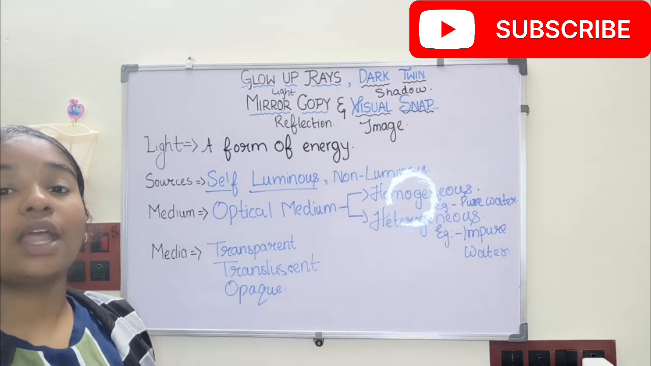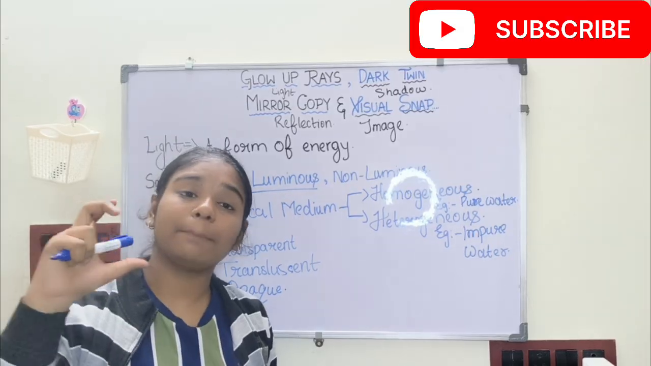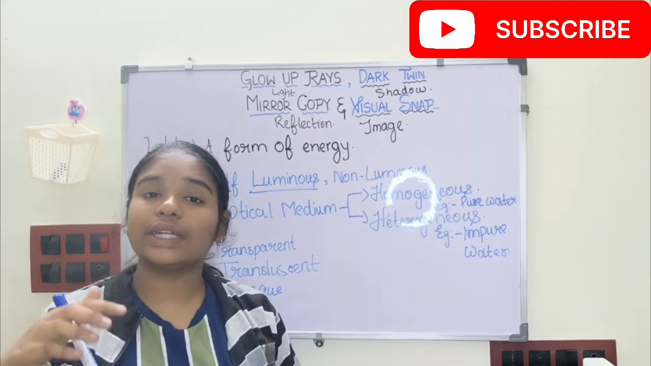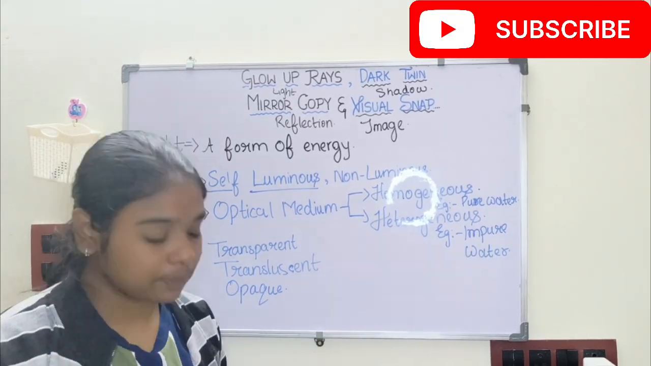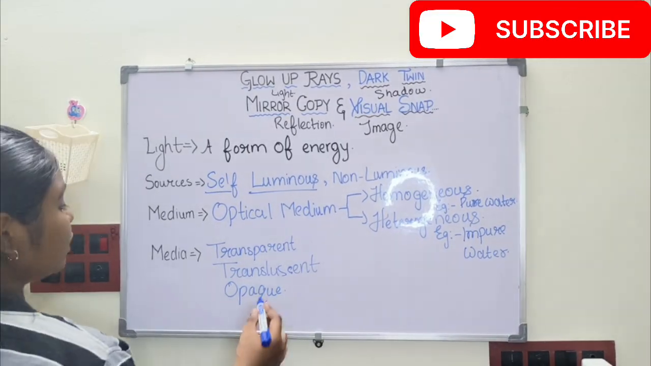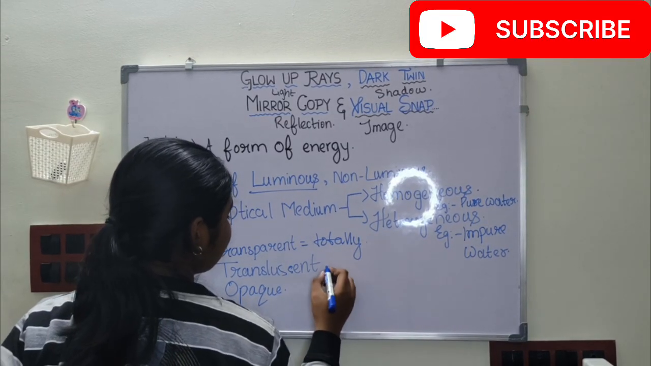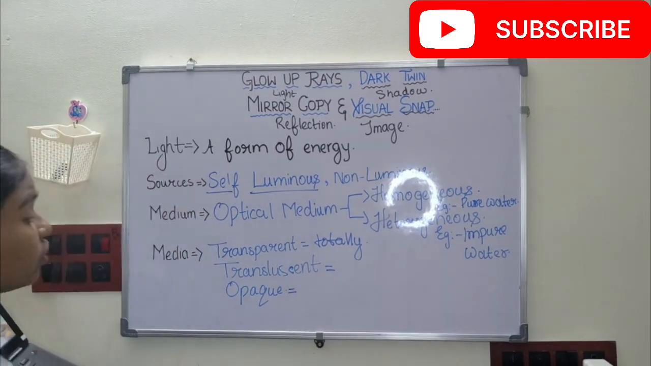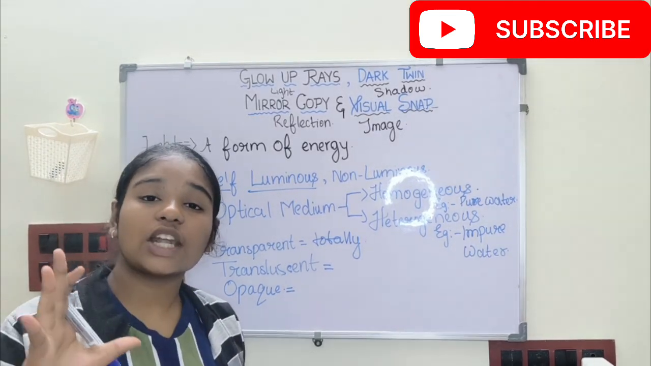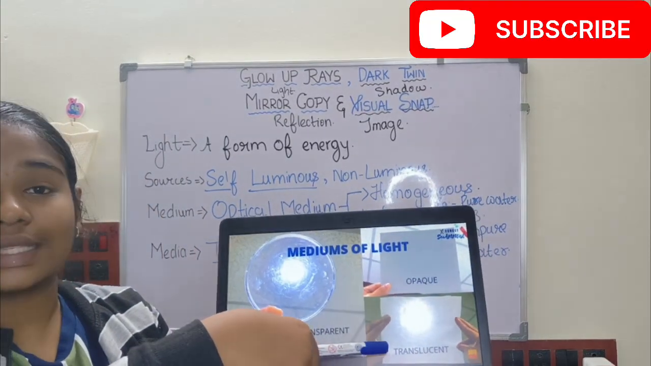What do you mean by transparent? A transparent medium is something which allows the light to pass through completely. A medium which allows light to pass through it completely is known as a transparent medium. So this is an example of a transparent medium. Transparent is total. Translucent is a medium which allows the light to pass through it partially. That is known as translucent. Here you can see the example.